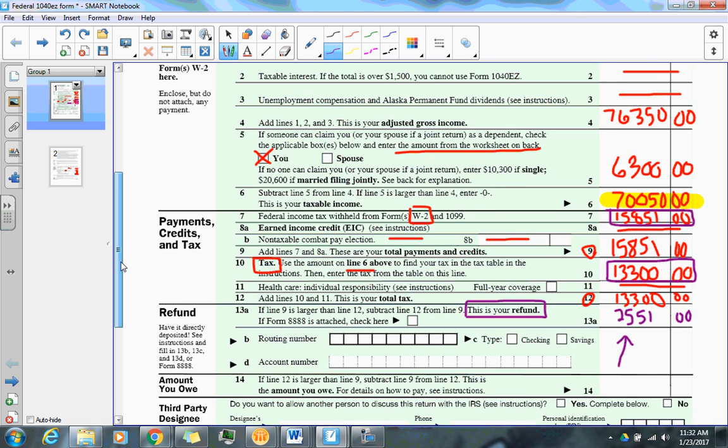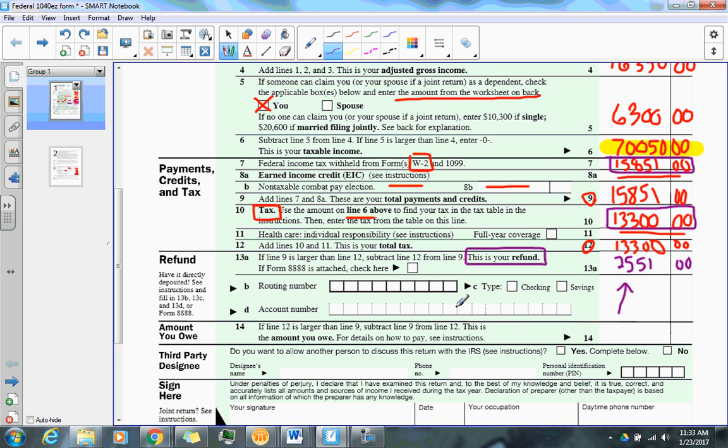All right. So after this, it's just pretty much payment. And oh, here we go, line number 14. If line 12 is greater than line 9, subtract, so go the opposite way, and this would be the amount you owe. So if you ever actually didn't pay enough and you need to pay the government, cut them a check, then you would put it in line 14.